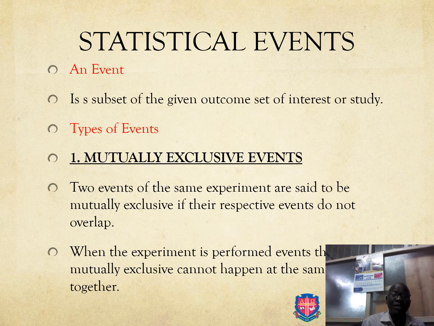Number one is mutually exclusive events. Two events of the same experiment are said to be mutually exclusive if their respective events do not overlap. This means that if you perform an experiment and the two events don't overlap, you can't have an intersection between the two, we say that they are termed as mutually exclusive. When the experiment is performed, events that are mutually exclusive cannot happen at the same time or together.